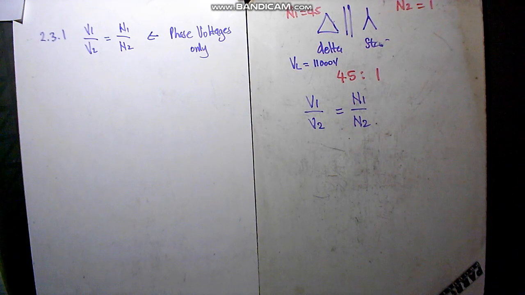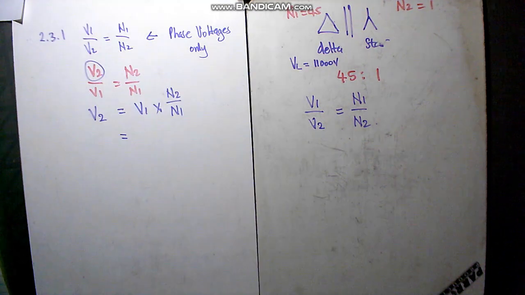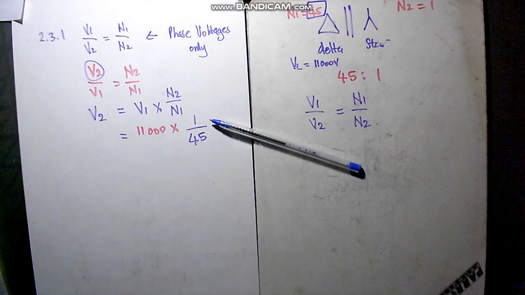Please note that this formula works only with phase voltages. You cannot use line voltages in this formula. Manipulate the formula to make V2 the subject of the formula. Substitute. Note that N1 is 45 and N2 is 1. Correction, 1 over 45. Calculator, 11,000 divided by 45 will get 244,44 volts. This is on the secondary side, V2.